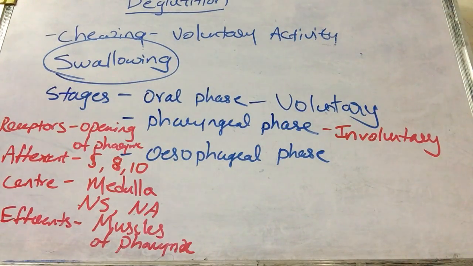So now, as long as the food is in the oral cavity, it is a voluntary action or voluntary phase, whereas as soon as it enters the pharynx, it is an involuntary action, and it is the deglutition reflex, which has the receptor, afferent, center and efferents. And what happens in the pharyngeal phase? The soft palate is pulled in the upward direction, and the palatopharyngeal folds move in the inward direction. These movements prevent the entry of food into the nasopharynx.